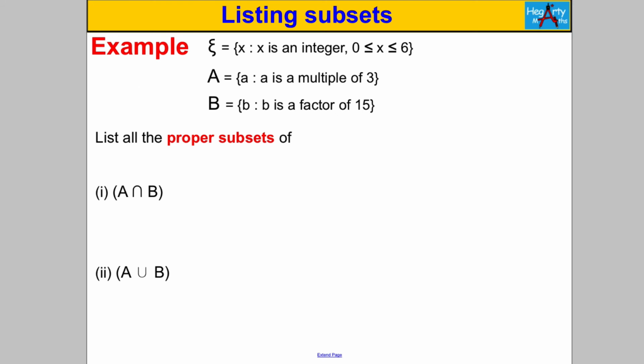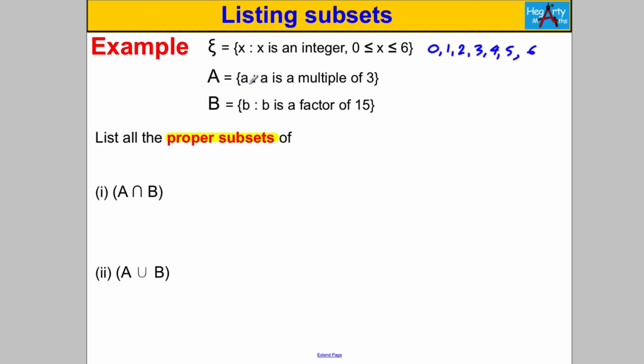Okay, here we're asked to list all the proper subsets of A intersection B and A union B. So let's start off by listing the elements in each of these sets. The universal set here, they're the integers between 0 and 6, including 0 and 6. So they're as follows.